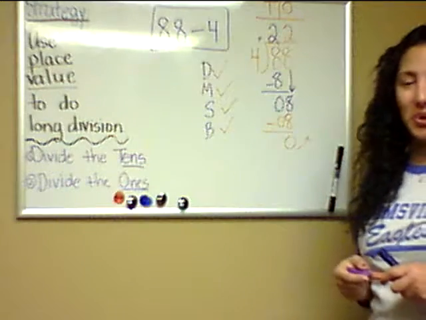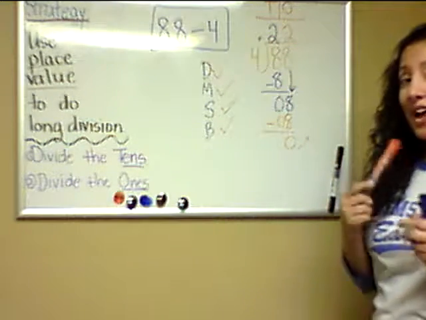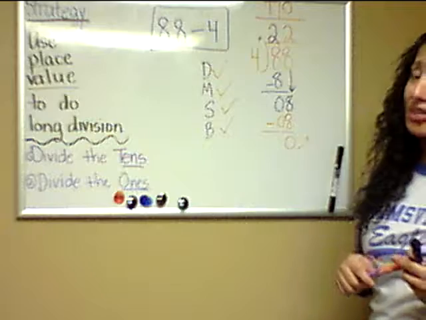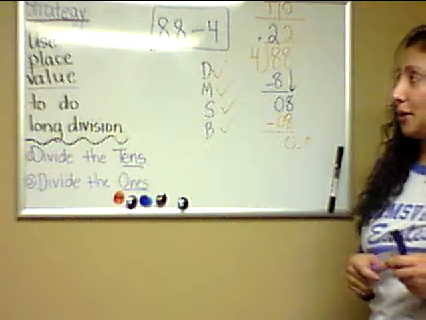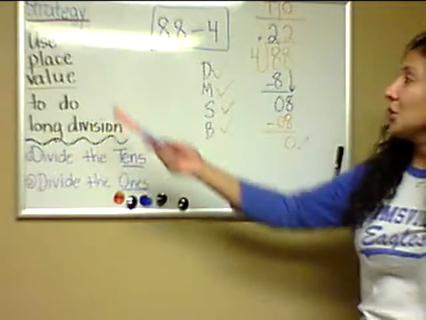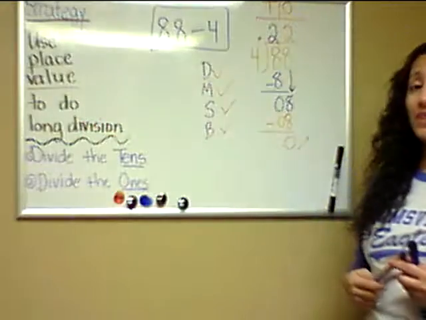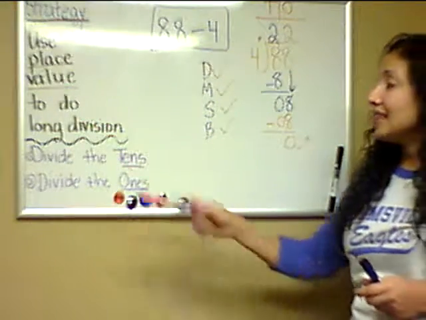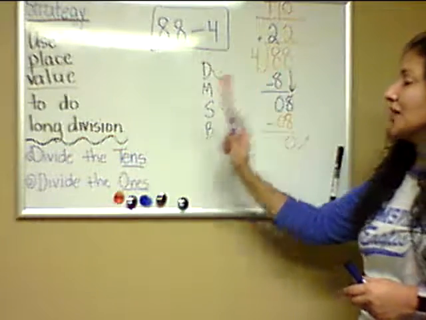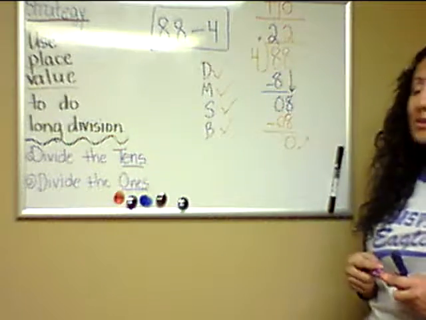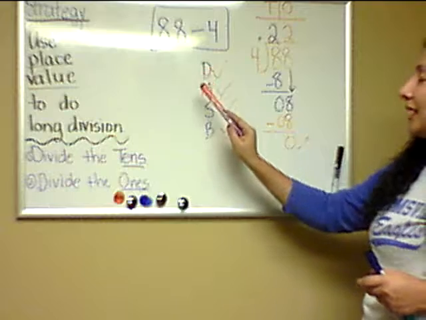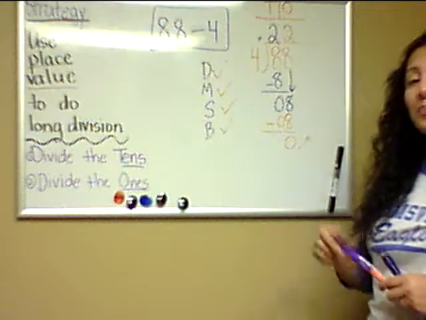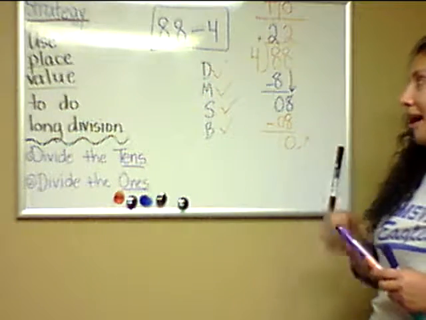Here is our answer. Don't forget, every time that you stick to your strategy, it helps you. Our strategy today was use place value to do long division. Simple as setting these 2 steps up, then divide the tens first, and then divide the ones. Following your steps of dividing, multiplying, subtracting, and bringing on down or bringing back up.